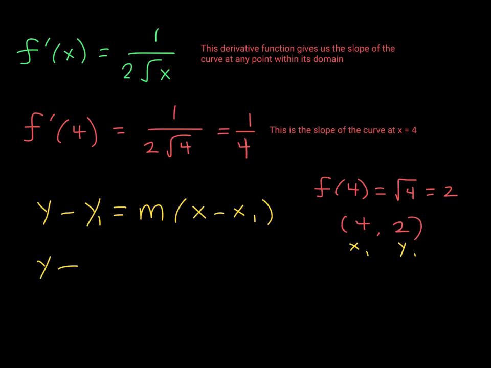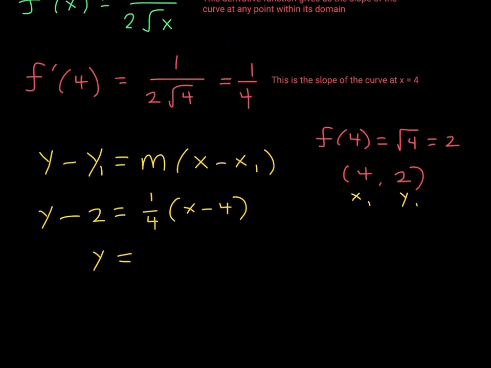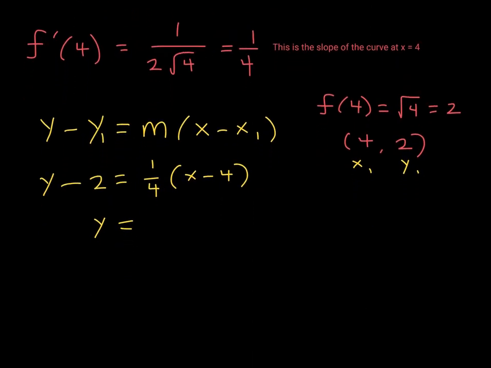So then it'll be y minus 2 is equal to the slope that we found, 1/4, times x minus 4. So then the equation for the tangent line at x equal to 4 is y equals 1/4 x plus 1. This is the equation for the tangent line to our curve at x equal to 4.